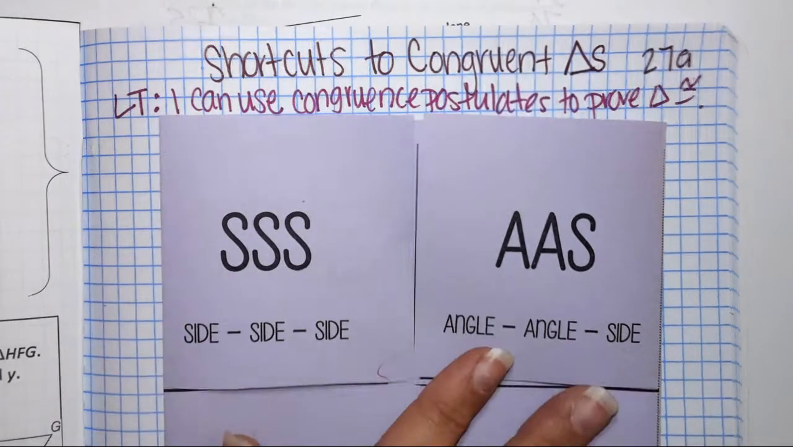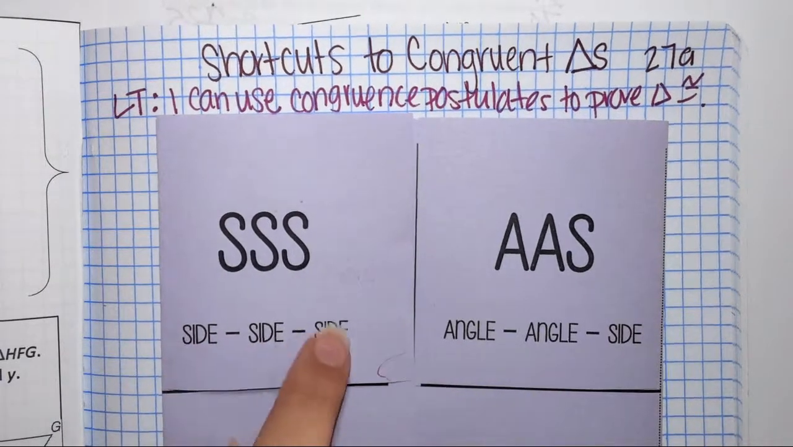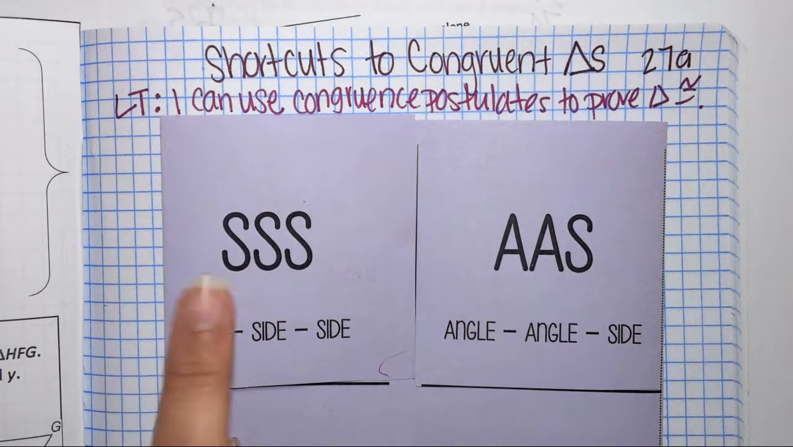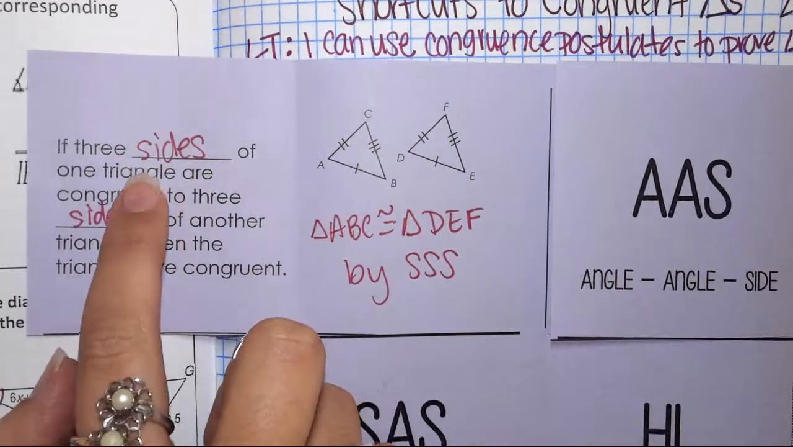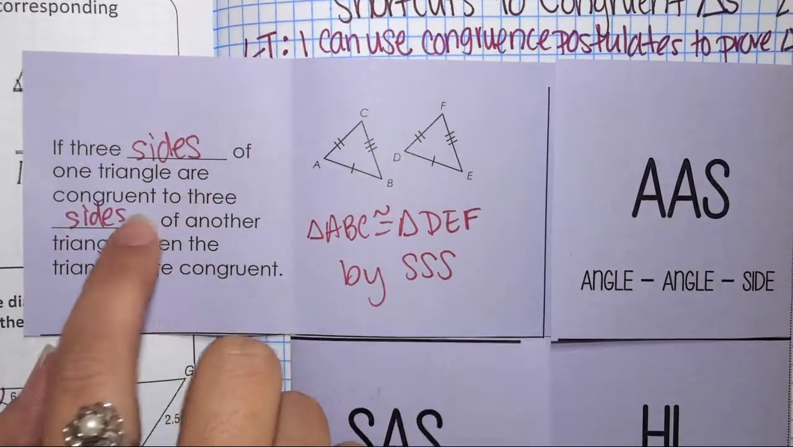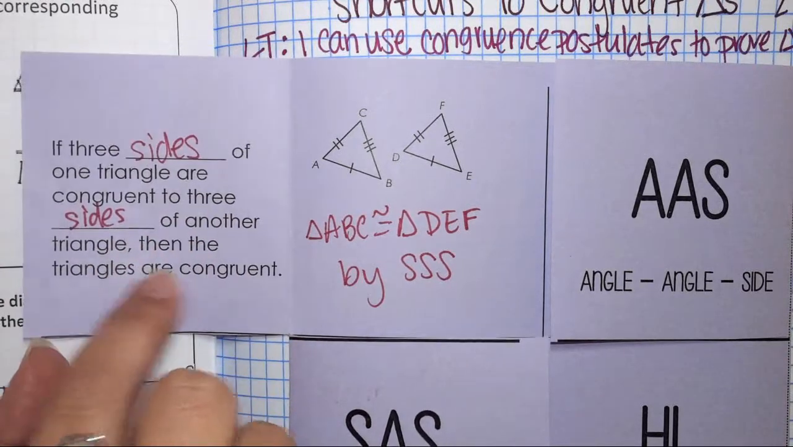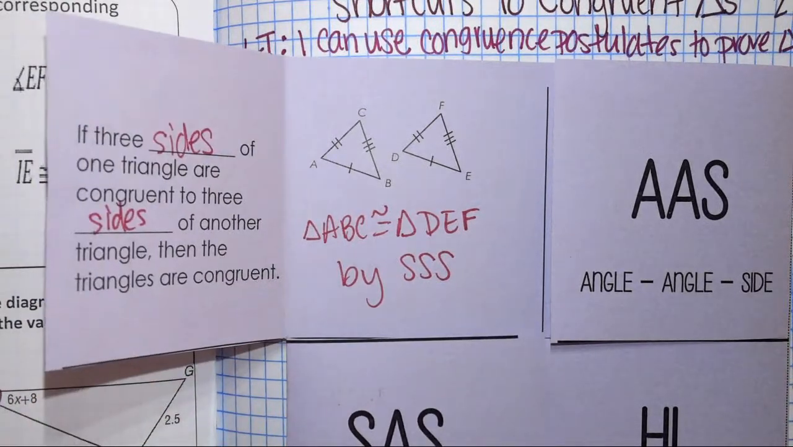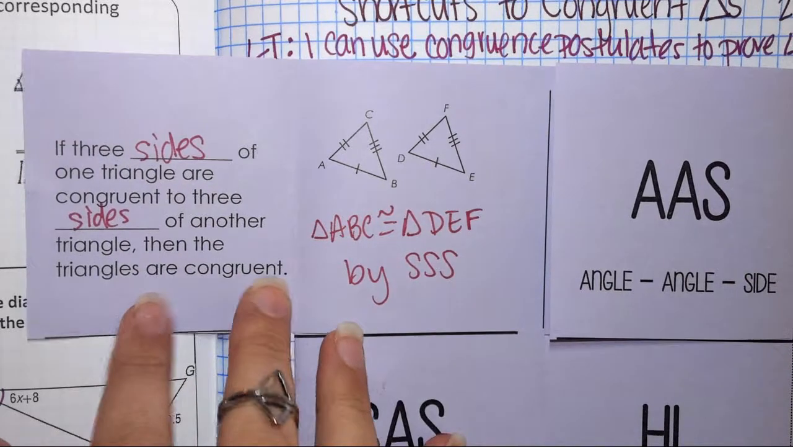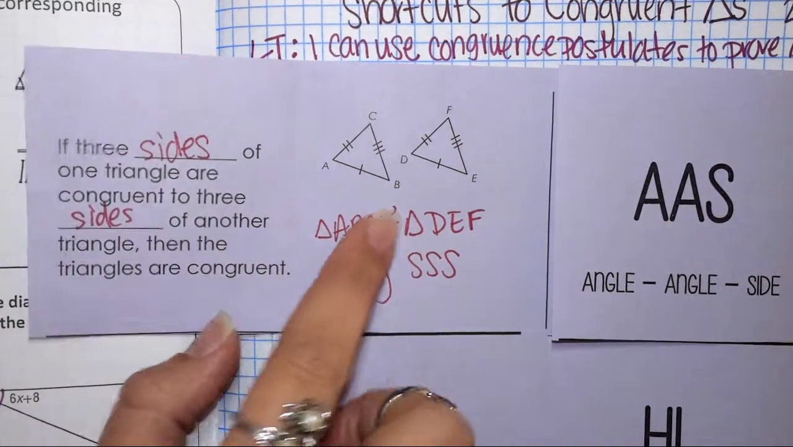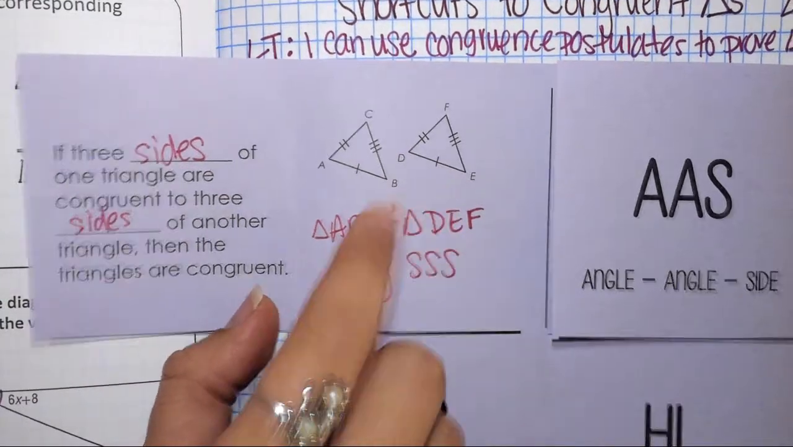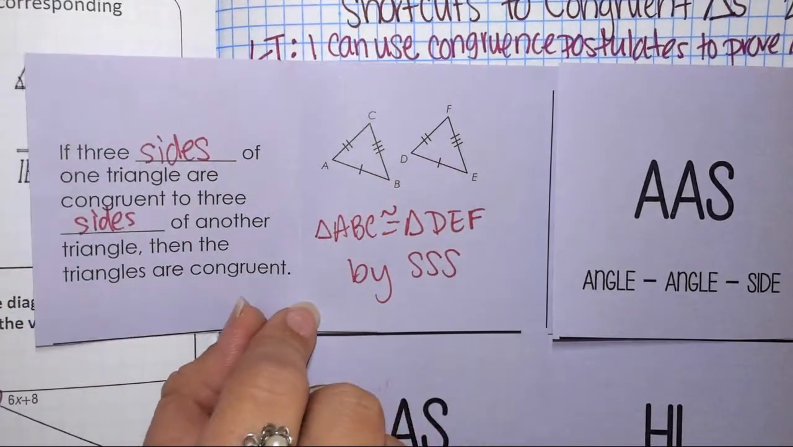Okay, shortcuts to congruent triangles. So, side, side, side means that three sides of two triangles are congruent, right? Yes. So it says if three sides of one triangle are congruent to three sides of another triangle, then the triangles are congruent. Does it say anything about angles? No. Do we care anything about angles in this? We do not care about any angles in this. We care about the sides. Does everyone understand?